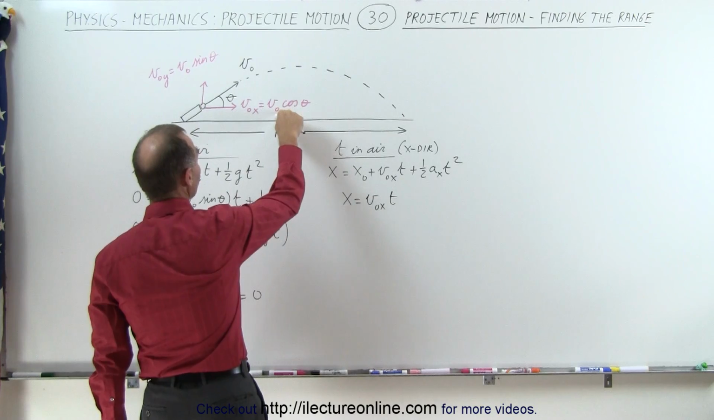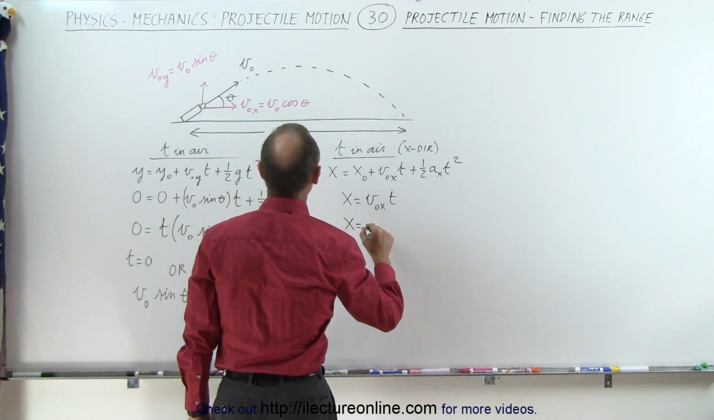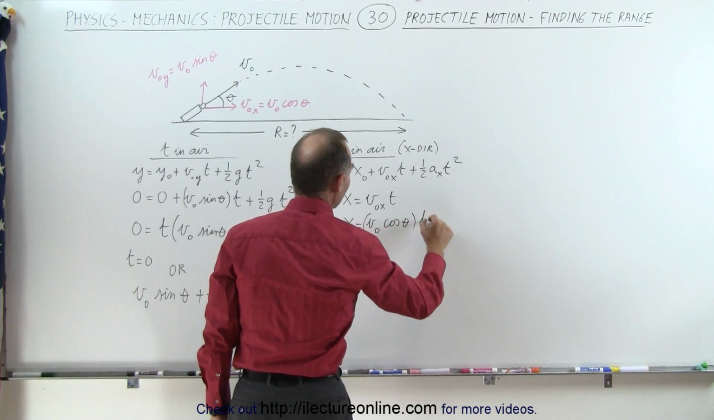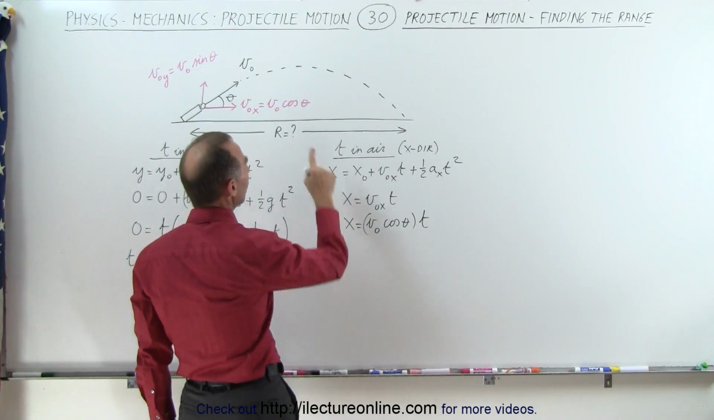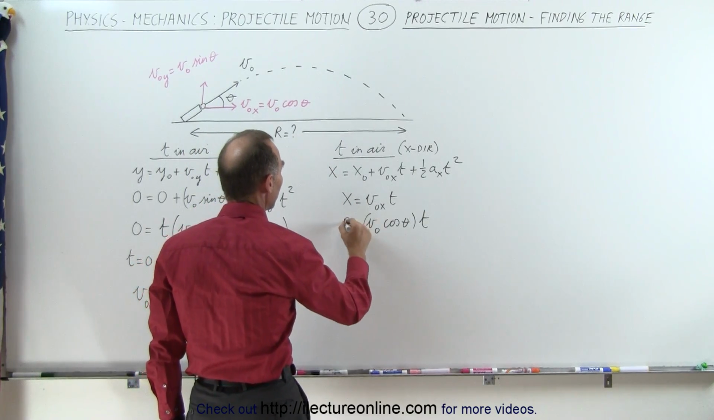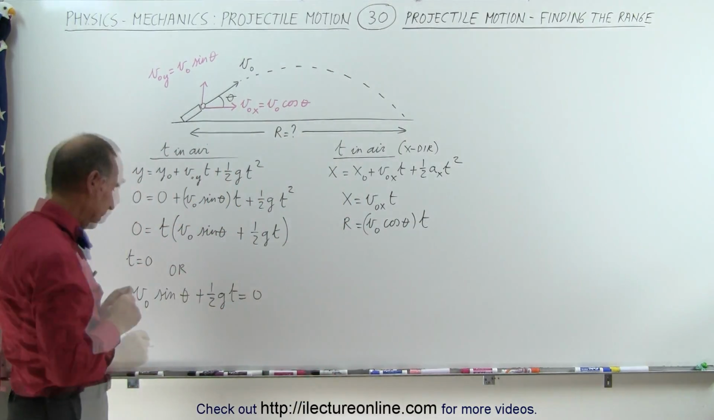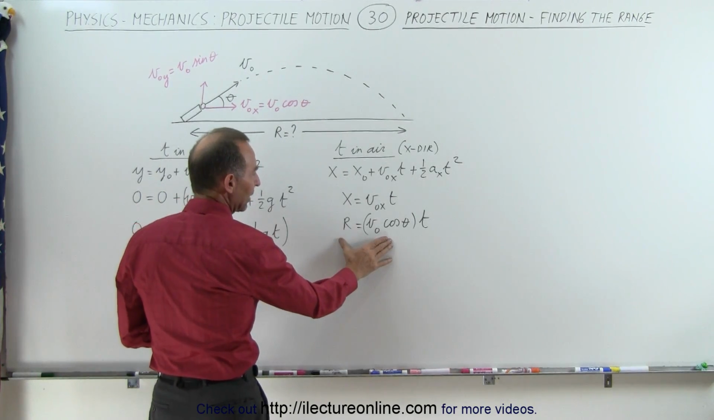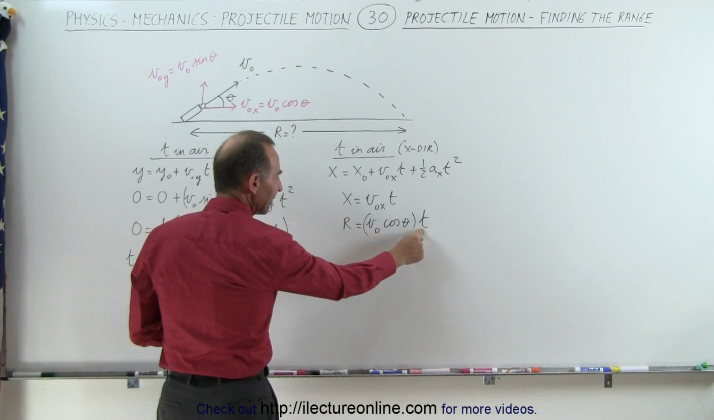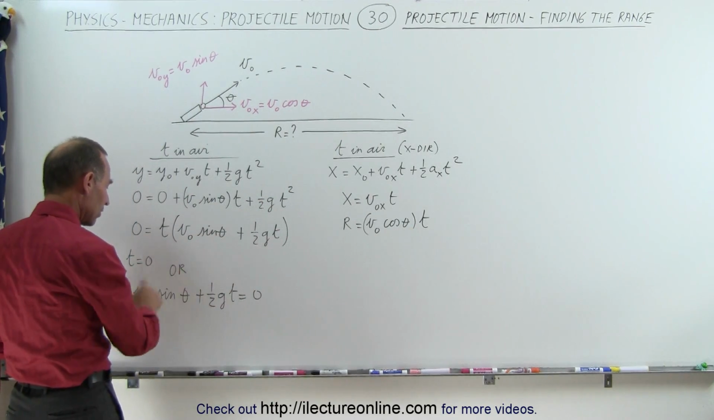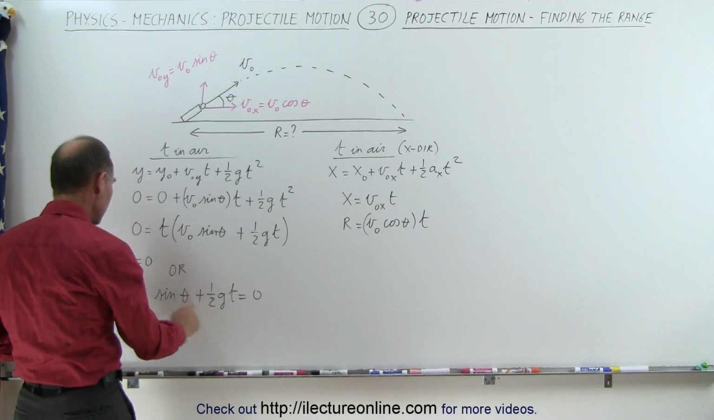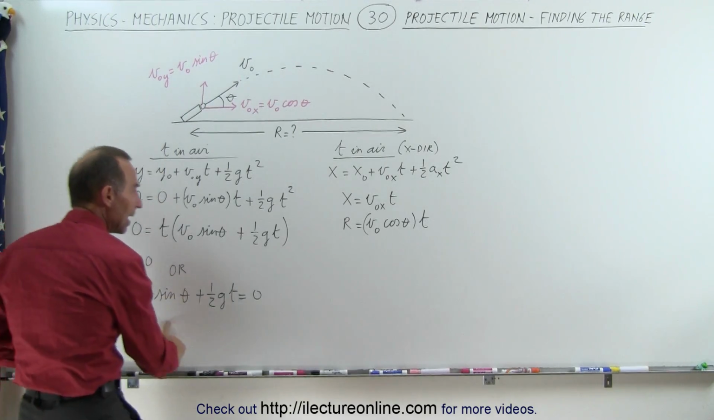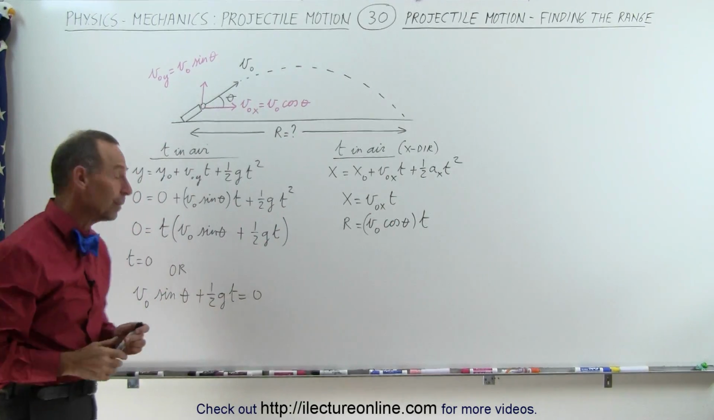And v initial in the x direction is defined here. So x equals v initial times the cosine of theta times time. And of course, x is the range, so we can replace x by the range, the distance we're looking for. So the next step, notice that we have here the range defined in terms of the initial velocity, the angle, and time. And here we have an equation that relates t to g, v initial, and the angle theta. So what we could do is we could solve this equation for t and plug that in the t over there. Let's go ahead and do that.